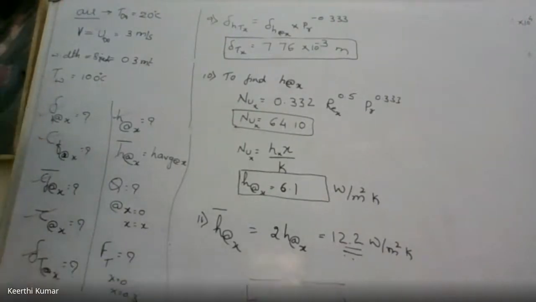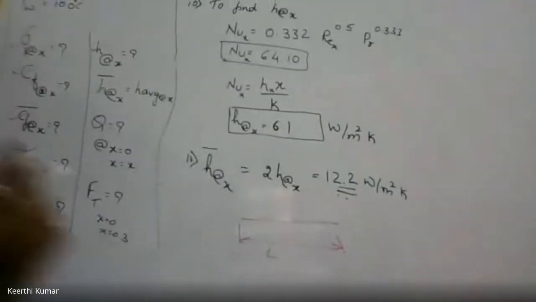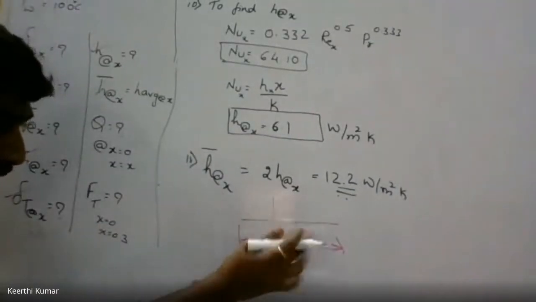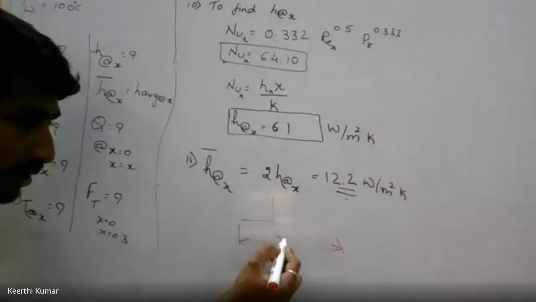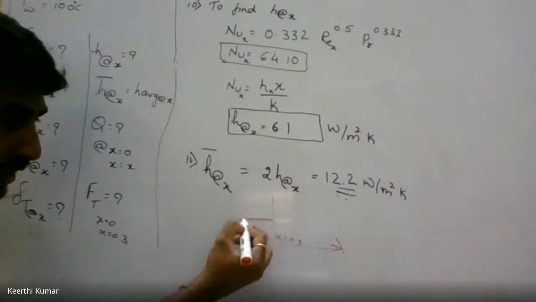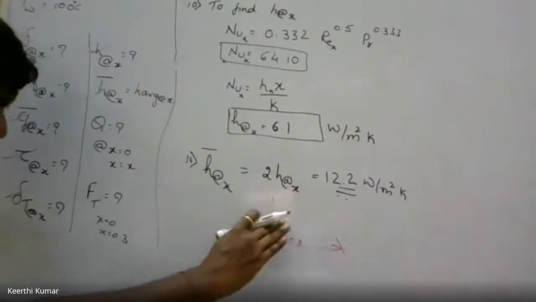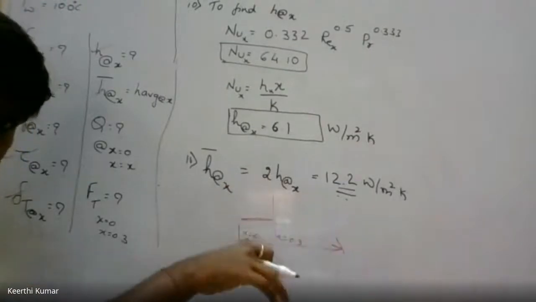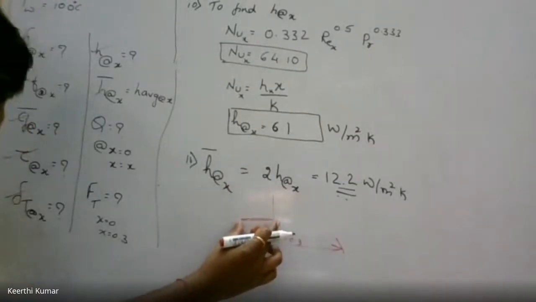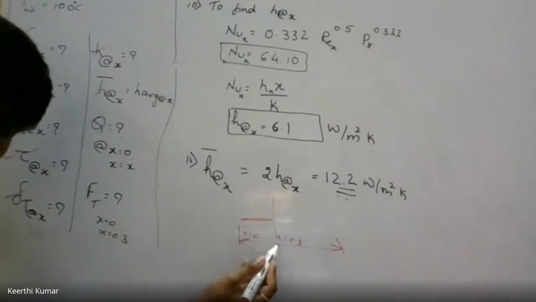What is the total Q for the total length? It will be something. But he is not asking for the entire length. He is asking only, if I cut off this plate at a distance of x is equal to 0.3 and x is equal to 0, if the plate is only this length, what is the Q? So instead of substituting the entire length in the formula of Q, you substitute only this as the length of the plate. So you will get the heat transfer from x is equal to 0 to x is equal to 0.3.